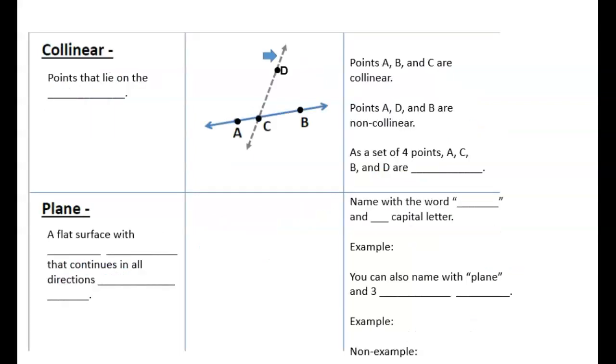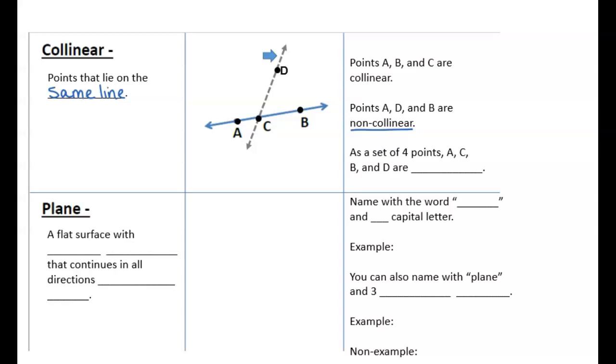Collinear. So collinear is points that lie on the same line. So points A and B and C are collinear. In addition to that, points D and C are also collinear. So they're on the same line. Points A and D and B kind of make almost like a triangle here, and we say that those are non-collinear. So either points are collinear or they are non-collinear.